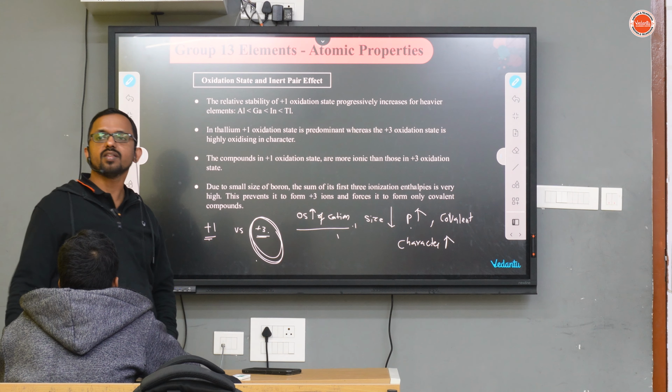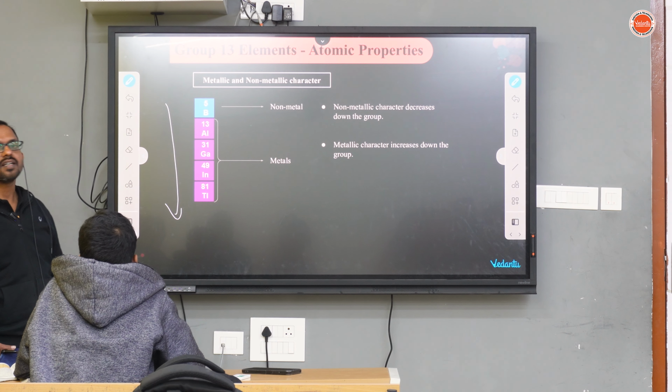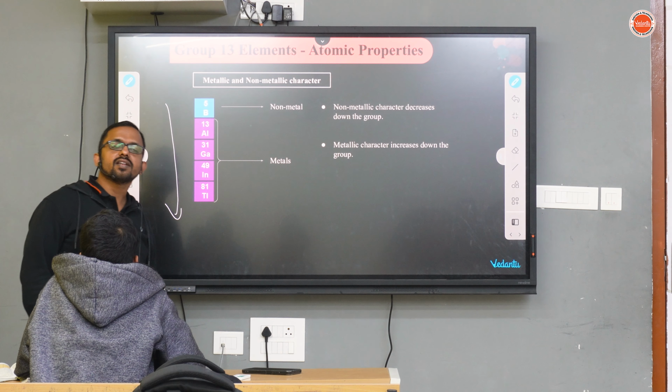So next, the nature of the elements. Let's look at this. Boron here is considered as what? Non-metal, and the rest of them are considered as what? Metals. So top to bottom, which character decreases and which character increases? Metallic character increases, non-metallic character decreases. Correct. So we will discuss these things. Before that, you complete whatever we wrote.